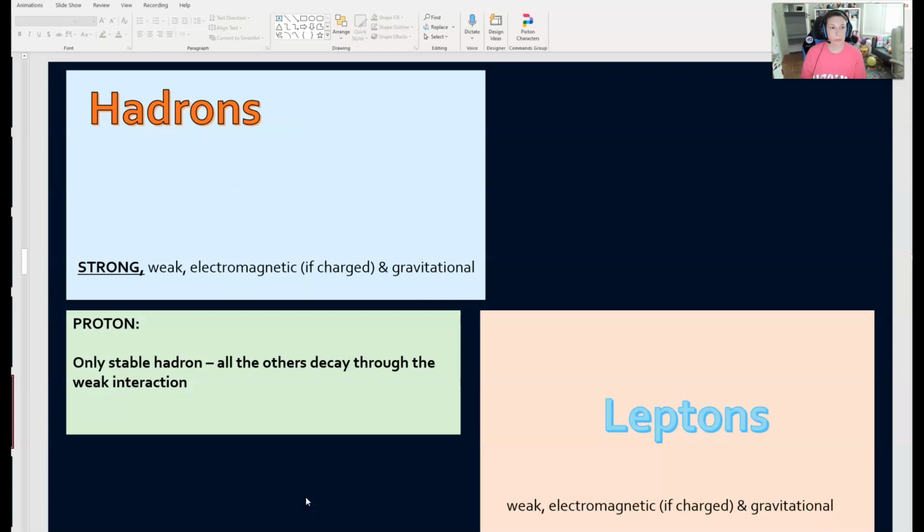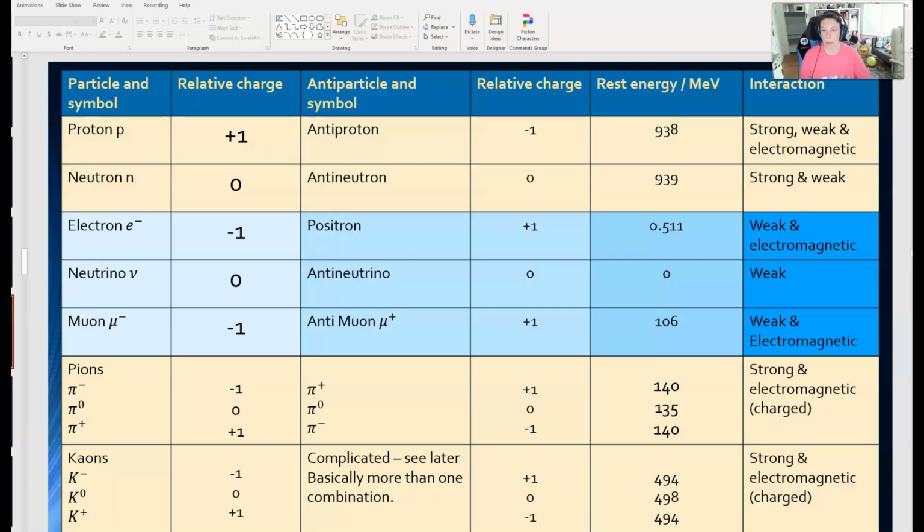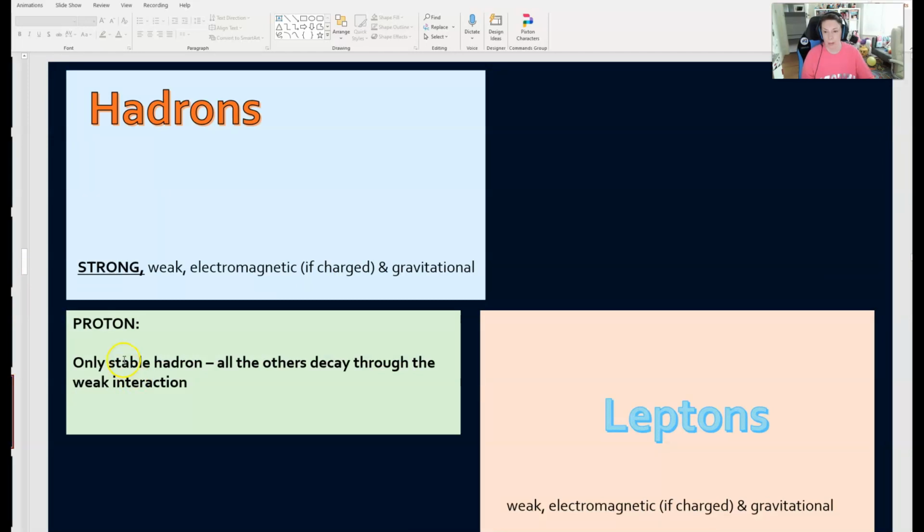So the way that we group particles together is by the types of forces they interact through. The group of particles that interact through the strong force are called hadrons. They tend to interact through the weak, electromagnetic and gravitational forces also. So if we go back to our table, anything that interacts through the strong force is a hadron. So protons, neutrons, pions and kaons, and there's a couple of other ones. There's a sigma as well.